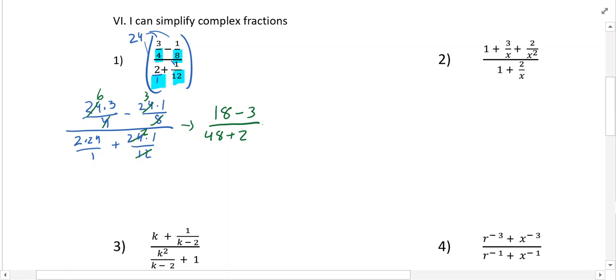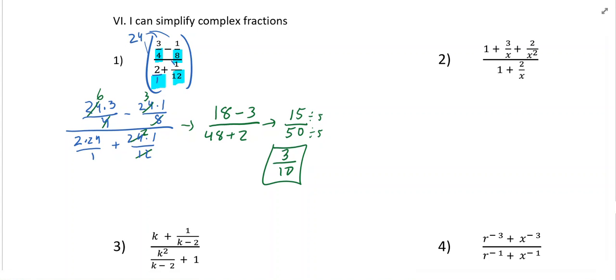So then when we go ahead and simplify here, we have 18 minus 3, which is going to give us 15. On the denominator, we have 48 plus 2, which is going to give us 50. But remember, you always want to make sure it's fully simplified. So I can divide both of these by 5. When I divide both of them by 5, I'm left with 3 over 10. So this is my final answer. So again, you're looking for the common denominator, you're multiplying it to all the numerators, and then you're simplifying.